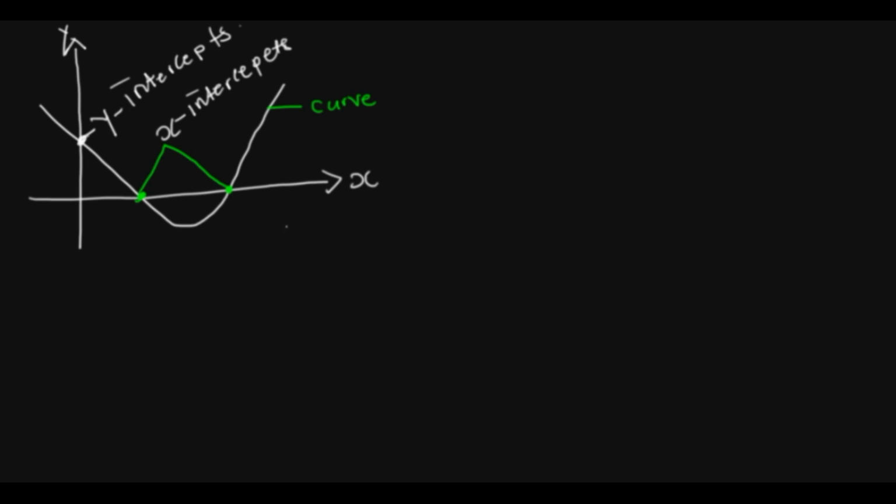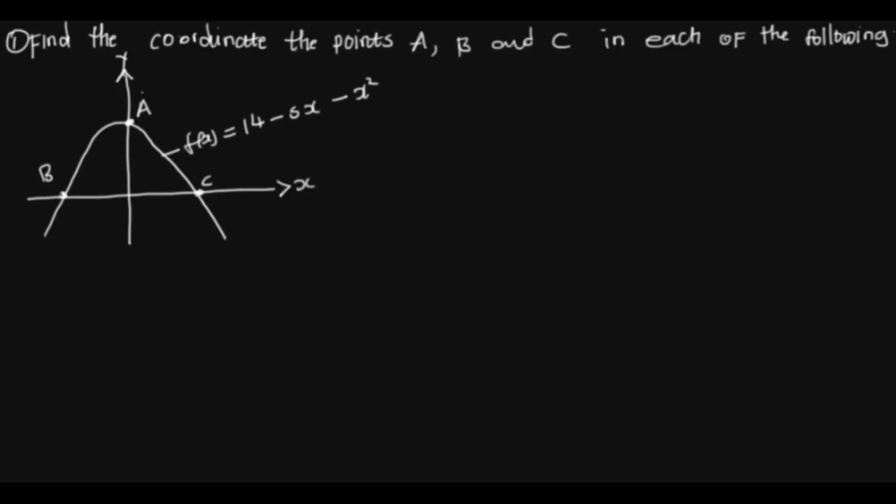Now, beyond knowing the x-intercept and the y-intercept, we may encounter questions where we want to find the y-intercept and the x-intercept in the form of coordinates. Now let's have some examples. Okay, so the first example here: find the coordinates of the points A, B and C in each of the following. So the first part, we have been given a quadratic function that has been sketched for us. So our task is to find the coordinates of points A, B and C.